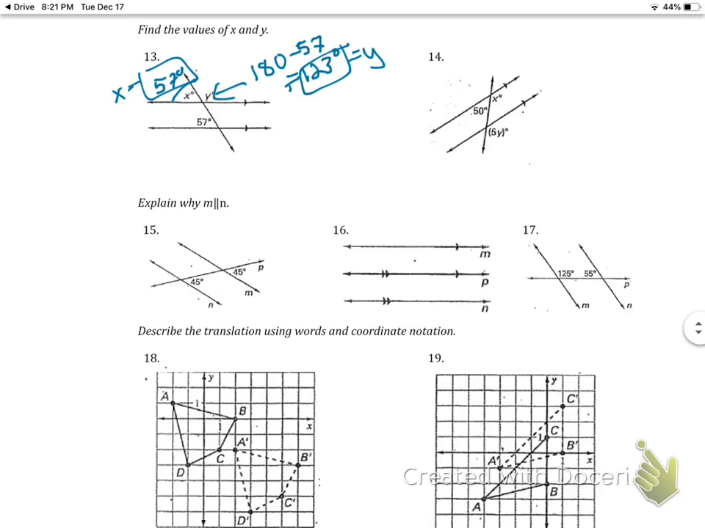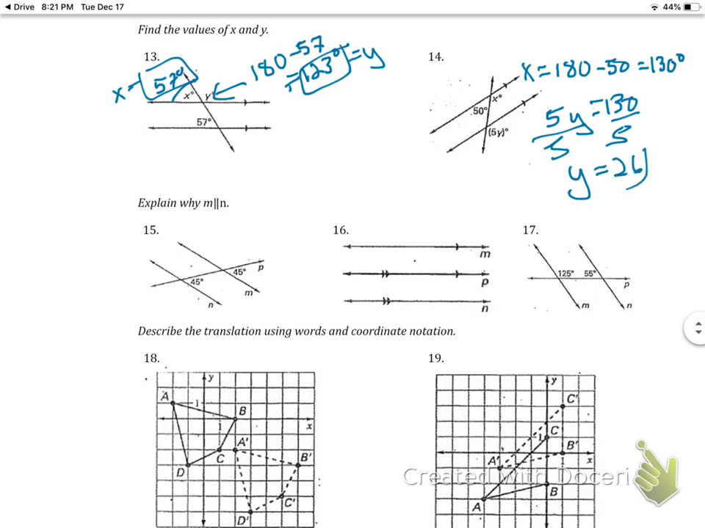Now we have a kind of reverse situation. We have corresponding angles. X is going to have to be the same value as 5y because they're corresponding. We need to find what that value is. So we see x and 50 are going to be supplementary because they're linear pairs. So we do 180 minus 50 is going to give me x. Well, that's 130 degrees. Well, we know that x and 5y are in corresponding positions. That means that we have 5y equals 130. We divide by 5. That means y has to be 26.